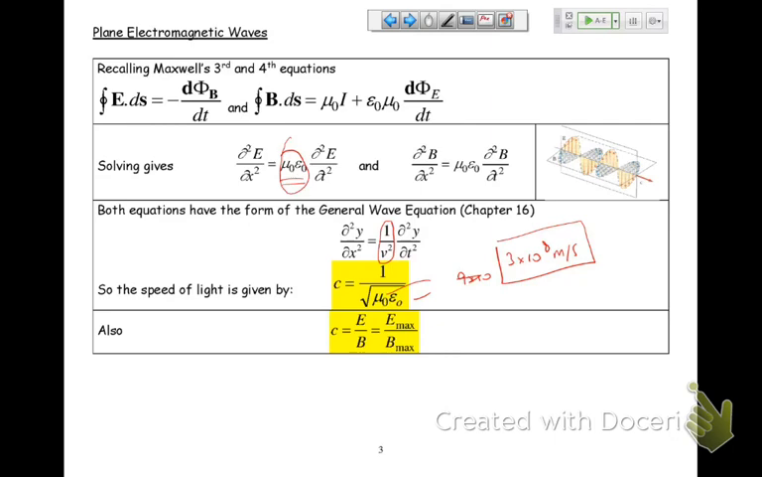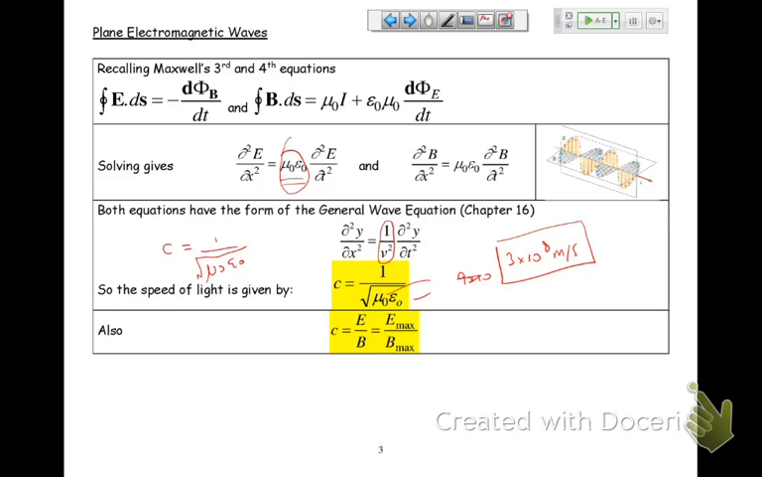And so we start playing with it. I don't particularly want you to remember that. I suppose I wouldn't ask you, because I don't expect you to know mu naught and epsilon naught. I suppose I could ask you, what is the speed of light in terms of the permeability of free space and the permittivity of free space? That would be a useful thing to know.